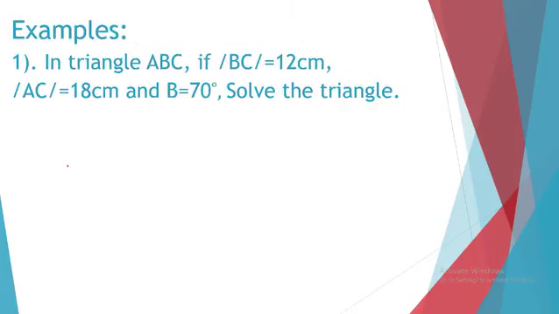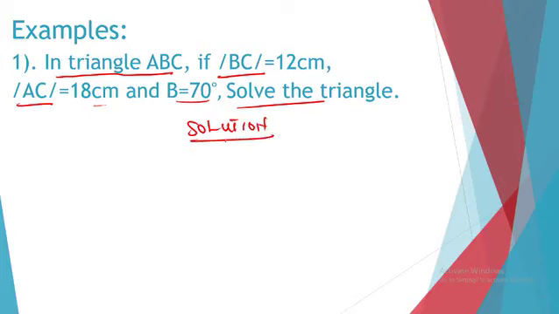Example one. In triangle ABC, if line BC is equal to 12 cm, line AC is equal to 18 cm, and angle at B is 70 degrees, solve the triangle. To solve the triangle means to find the missing angles and the missing sides. You must find all the missing angles and sides completely.